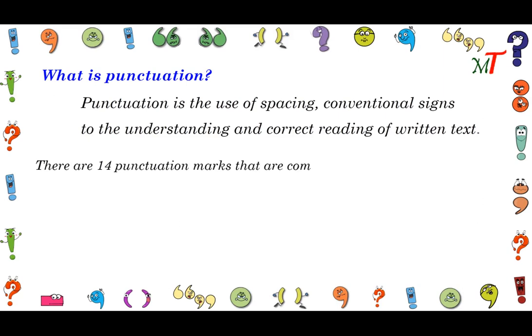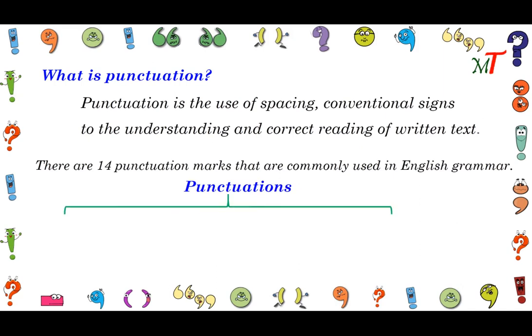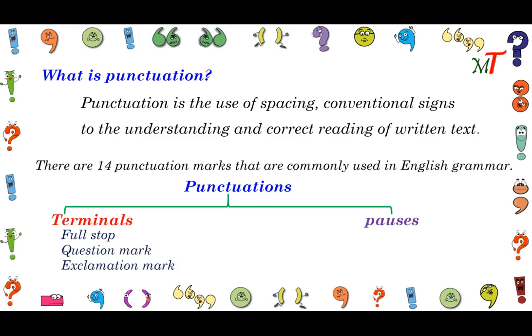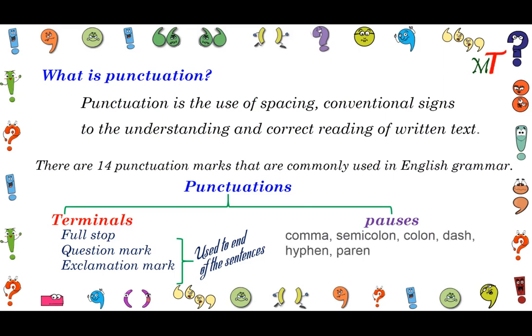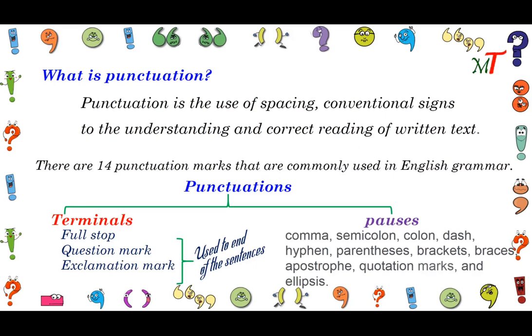There are 14 punctuation marks that are commonly used in English grammar. Mainly, punctuation is divided into two parts. One is terminals, another is pauses. Terminals are full stop, question mark, and exclamation mark. These terminals are used to end sentences. The remaining 11 are comma, semicolon, colon, dash, hyphen, parenthesis, brackets, brace, apostrophe, quotation marks, and ellipses. These 11 are used to pause in the sentences.